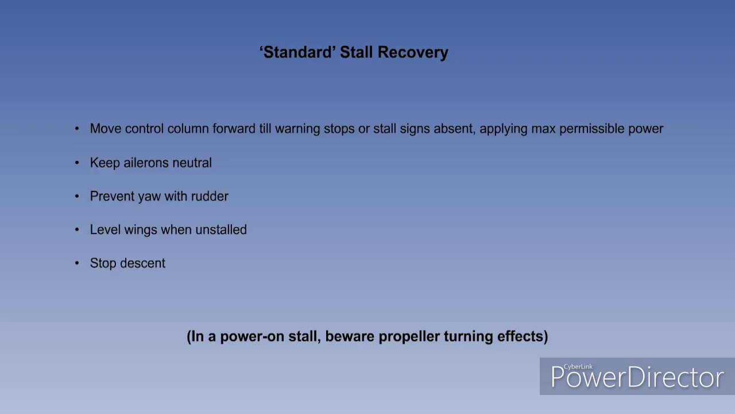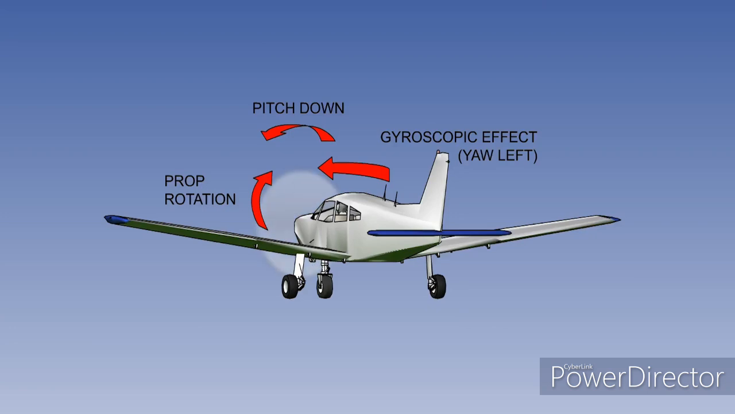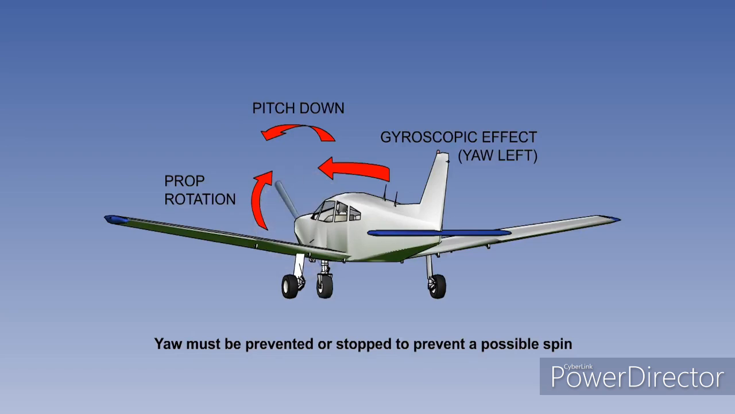At the nose high attitude associated with a power on stall, there will be appreciable turning effects from the propeller. These will be discussed in the lessons on propellers. Pilots of single-engine aircraft, when flying at low speeds, must be prepared to compensate for the effects of the propeller and of power changes in all three axes, and of gyroscopic forces from the propeller if the nose drops during a stall. It is worth reiterating that any tendency to yaw must be stopped to avoid a spin.